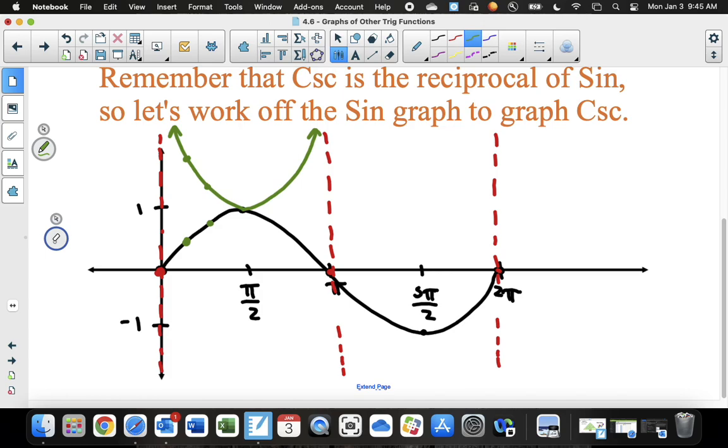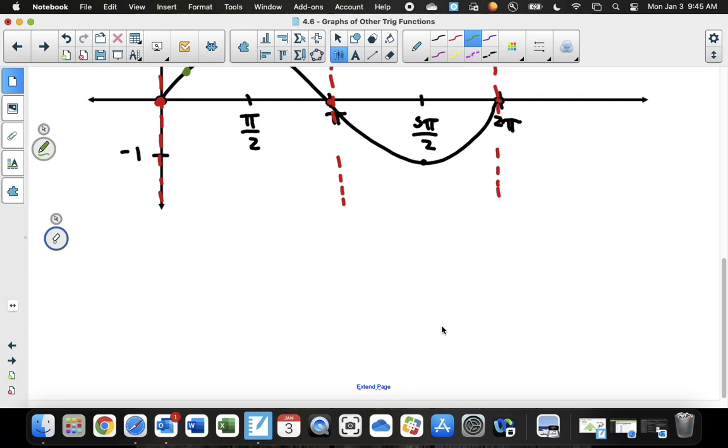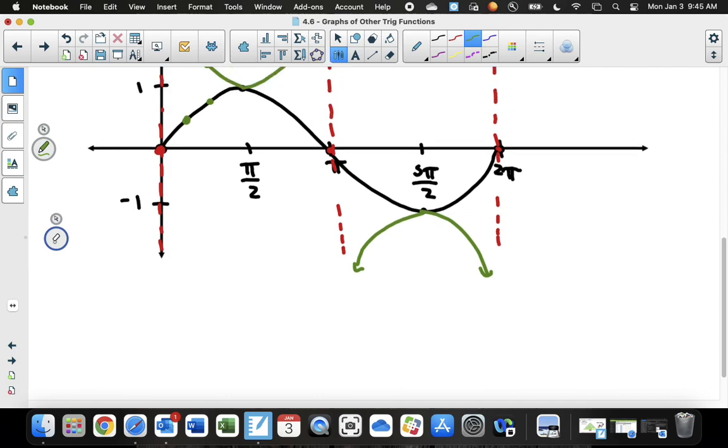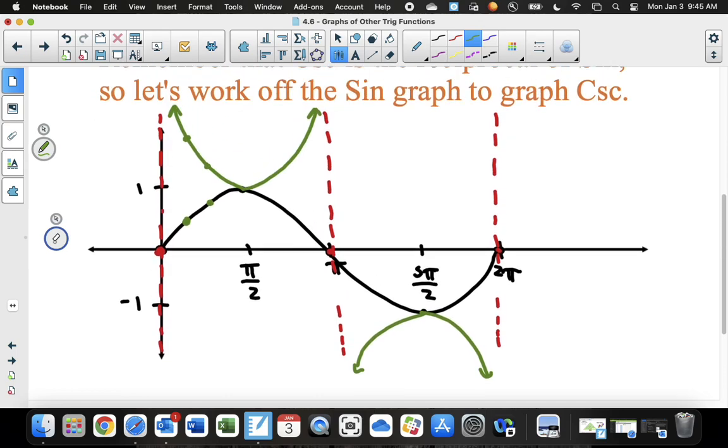And that process then just keeps continuing where we work off of this. So if we take a look, the next part would look something like this. And we would just keep going. It almost looks like a parabola opening up, then a parabola opening down, parabola up, parabola down, parabola up. It's that repeated pattern when you look at a cosecant graph.